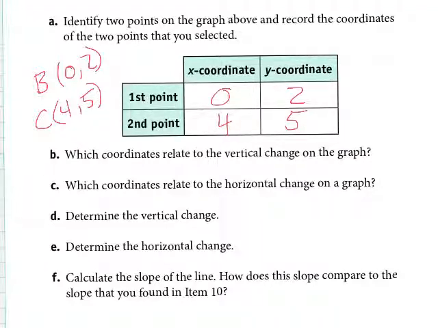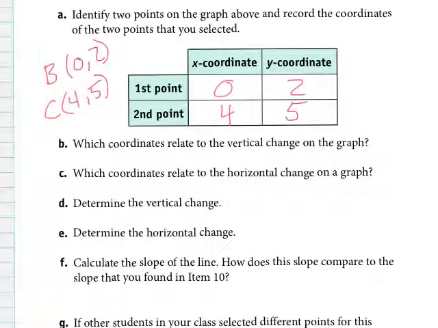All right, so I want you to take that information and answer B all the way through F together with your partners. Go ahead. Okay, so again, everybody show me vertical change with your finger or arm. What kind of values are these? These are Y's, right? Up and down values would be Y values. So what are the Y values that I'm working with here? 2 and 5. Okay, so 2 and 5 are my coordinates that relate to the vertical change. Everybody show me horizontal change with your finger. Good, side to side, what kind of values are those? X values. So I'm using 0 and 4.